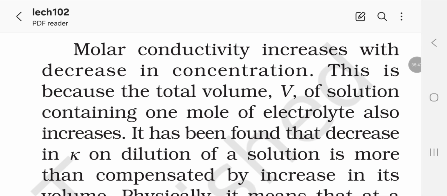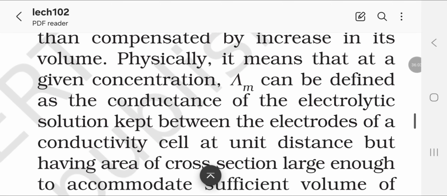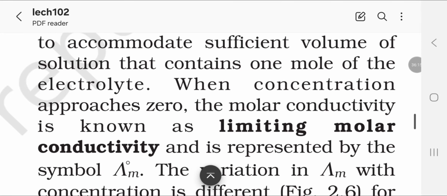It has been found that the decrease in kappa on dilution of a solution is more than compensated by the increase in its volume. Physically, it means that at a given concentration, lambda m can be defined as the conductance of the electrolytic solution held between the electrodes of a conductivity cell at unit distance, but having an area of cross section large enough to accommodate sufficient volume of solution that contains 1 mole of the electrolyte.